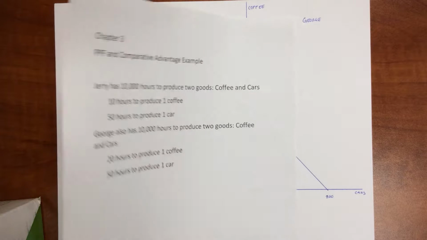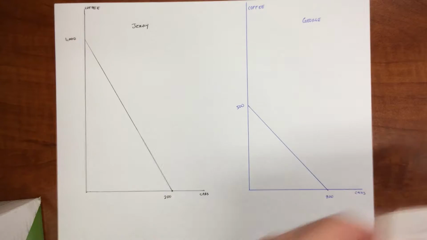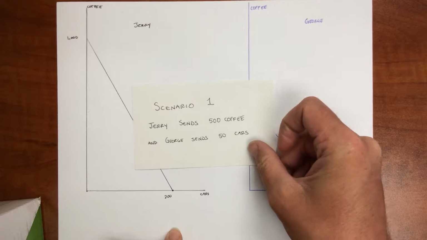From that, we derive the following PPF, and that's an example that was shown previously of how we do this. So here's the PPF of Jerry, and here's the PPF of George. And now we want to ask, when will these individuals engage in trade? Well, let's look at a scenario. Let's look at scenario 1.